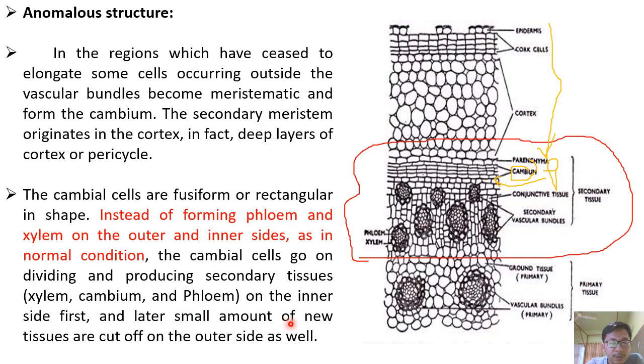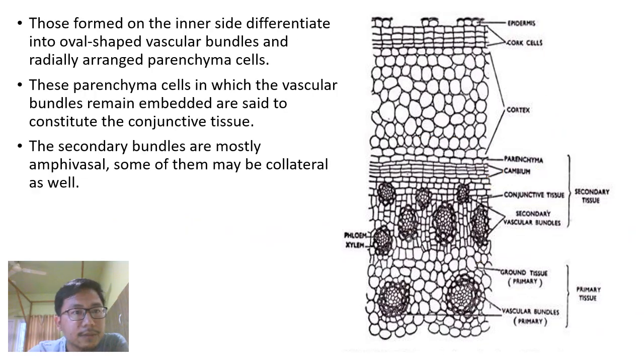Alright, they produce a small amount of new tissue that is cut off, and then will produce on the outer side as well. These new tissues are parenchymatous. So that's it. Here, those formed on the inner side differentiated into oval shaped vascular bundles and radially arranged parenchyma cells.